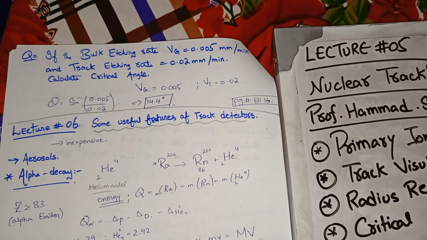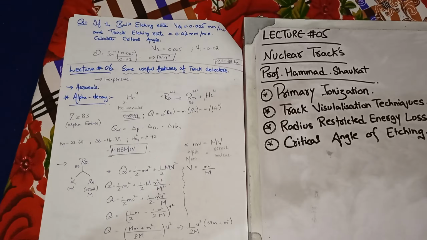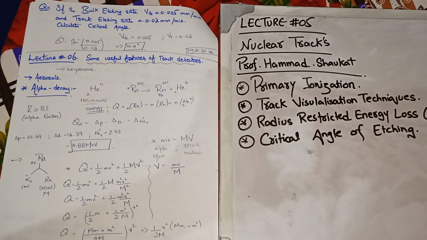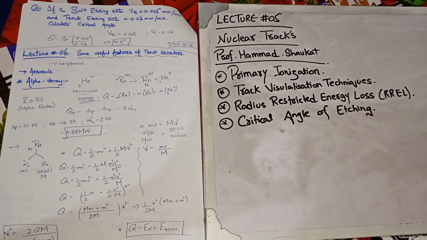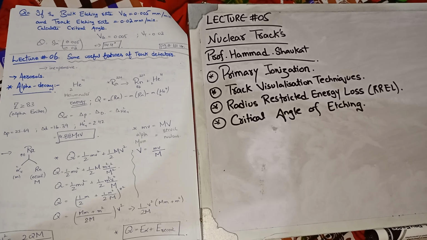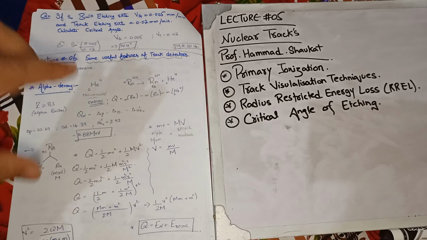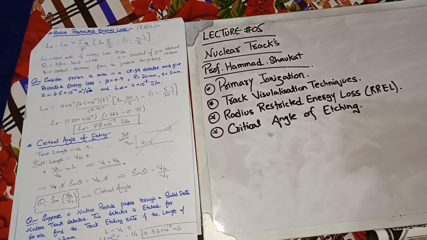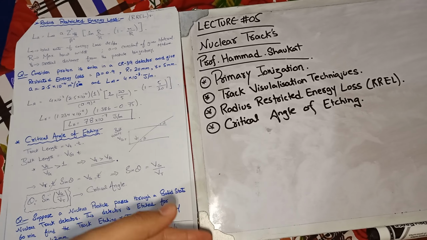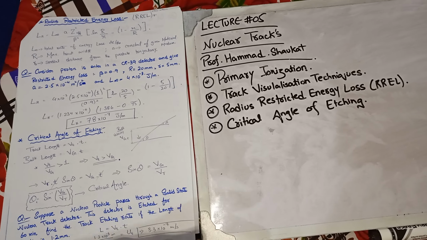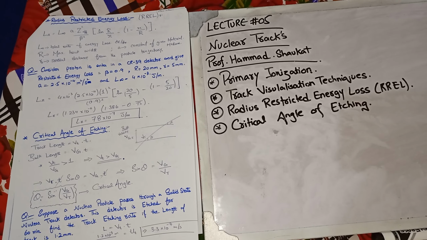So this is our lecture number 5 of working principles and applications of nuclear tracks. In this lecture we did primary ionization, the track visualization technique, then we discussed restricted energy loss, RREL, and finally we discussed the critical angle of etching.